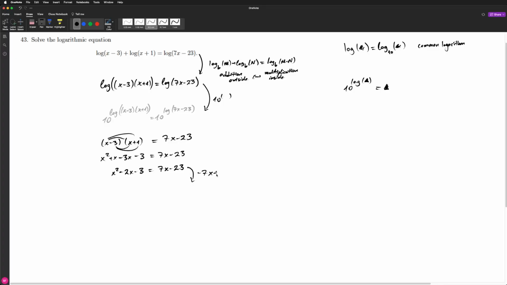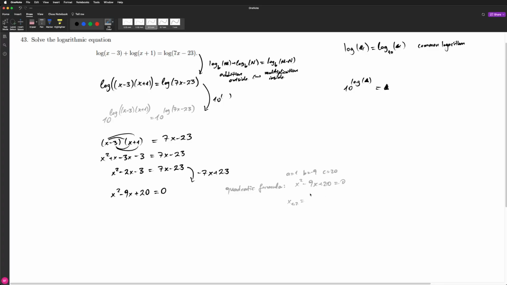So how to solve a polynomial equation. If I subtract 7x and add 23, what do I get? x squared minus 9x plus 20. Now here you can use the quadratic formula if you want. The quadratic formula would give me x squared minus 9x plus 20 equals 0, where the coefficients are a equals 1, b equals -9, c equals 20.